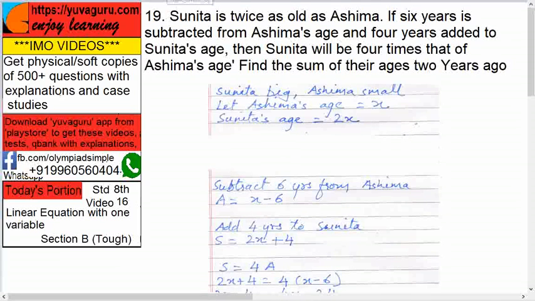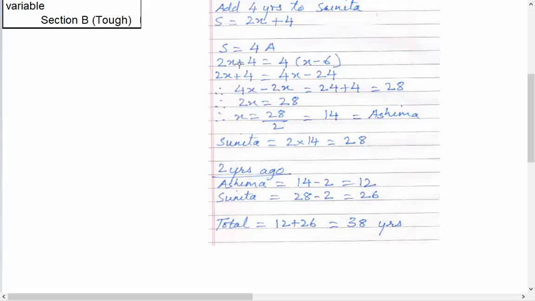So try this now. What is s? That is 2x plus 4 equals 4 into what is a? x minus 6. Solve this. 2x plus 4 equals 4x minus 24. So take x on one side. Take 2x over here and 24 over here. So 4x minus 2x equals 24 plus 4, that is 28. So 2x equals 28, x equals 28 by 2, 14.